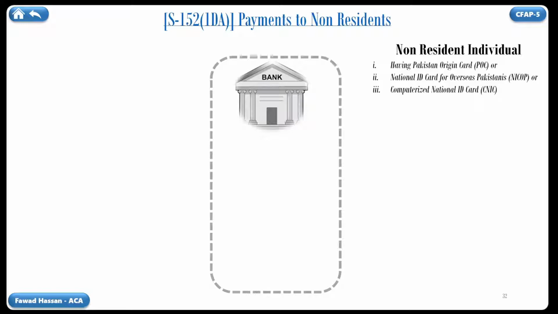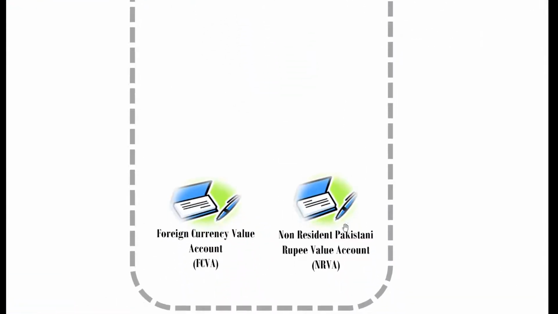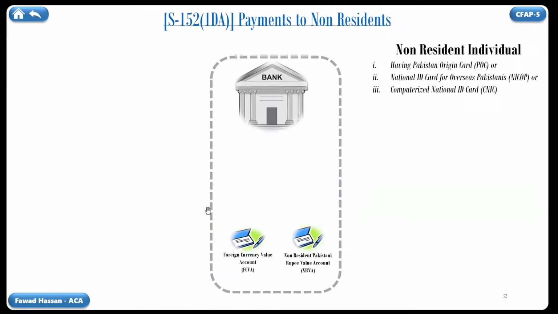This transaction is between a Pakistani bank and a non-resident individual who has a Pakistan origin card, or has a national ID card for overseas Pakistanis, or has a computerized national ID card. Such non-resident individuals can directly contact a scheduled bank for opening a foreign currency value account, FCVA, or a non-resident rupee value account, NRVA. The main difference between these two categories is that NRVA is denominated in Pak rupees and cannot be opened by a resident individual, whereas FCVA is denominated in foreign currency and can be opened by resident individuals who have declared assets held abroad.